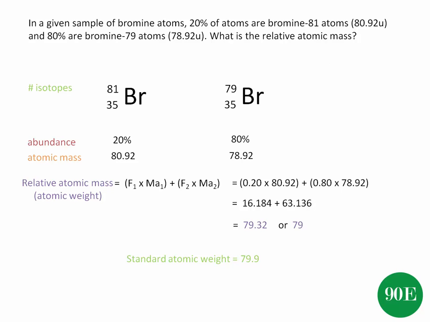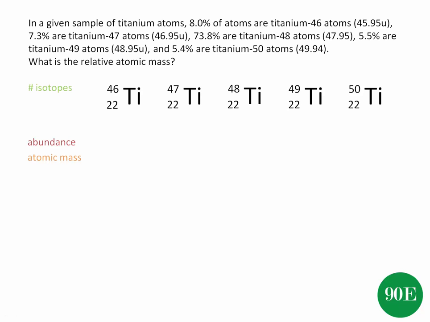Okay, now let's move on to our last example, and in this example we're going to be looking at a sample that has got many different isotopes within it. Titanium-46, 47, 48, 49, and 50. We've got their relative abundance up here, which we can put down there just to keep things nice and simple, and the atomic masses for each isotope.